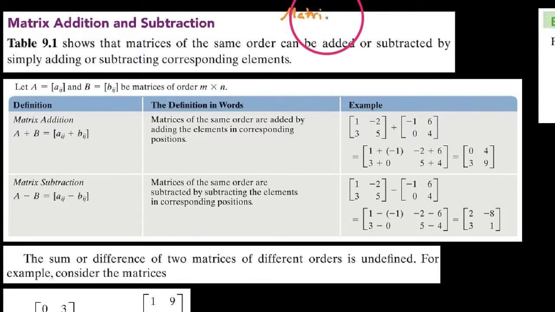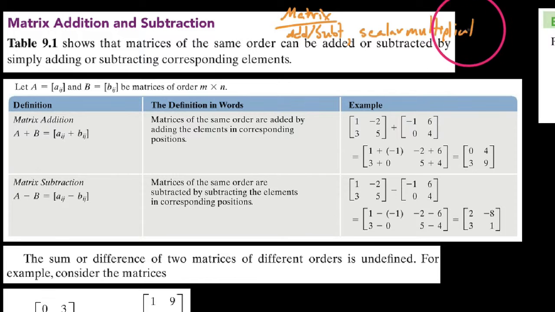The ones that we are going to be exploring, the ones that are defined, are addition, subtraction, also scalar multiplication, so multiplication by a scalar or a real number, but also multiplication. So you'll notice that division is not going to be on this list, but these are all the operations we're going to cover, of course, starting here with addition and subtraction.